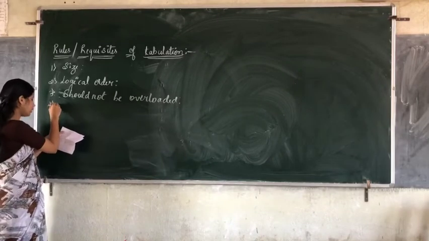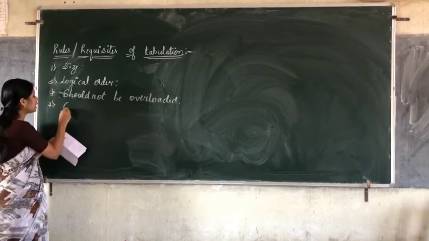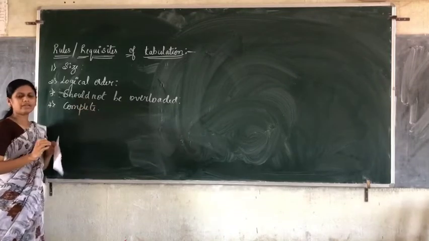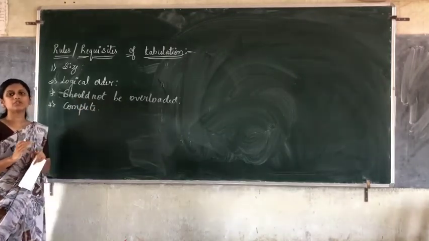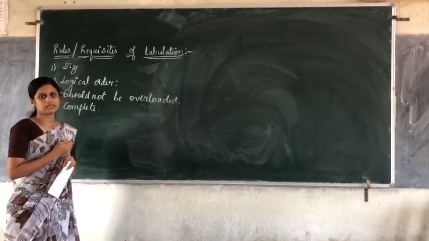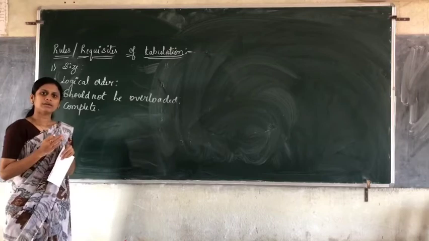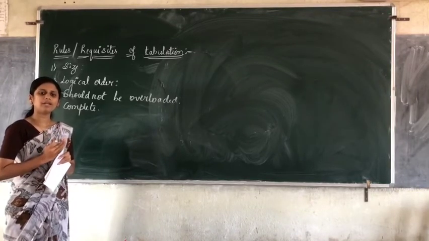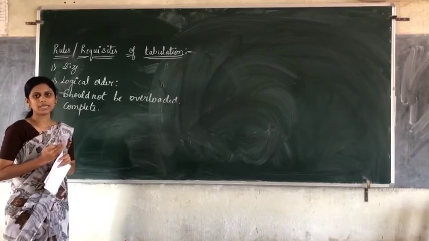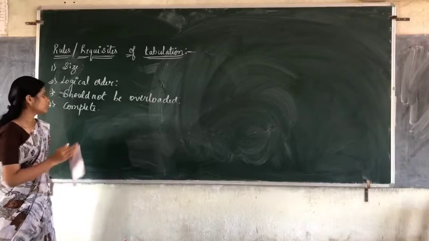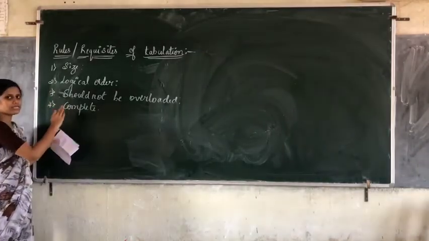Next, the fourth point is that the table should be complete in all respects. Whenever you draw the table, it should be complete. Whatever parts of the table I told you in the previous class, you have to draw all the parts, and you have to see that each and every part you have drawn is complete in all respects. There should not be any incompleteness in the table. So that is the fourth rule or requisite of tabulation.